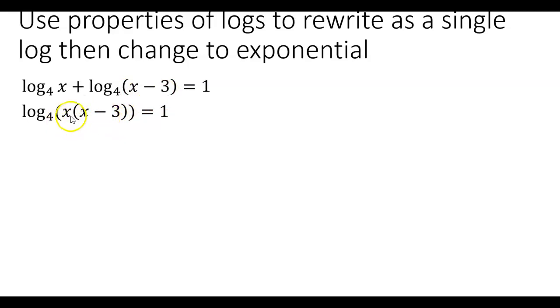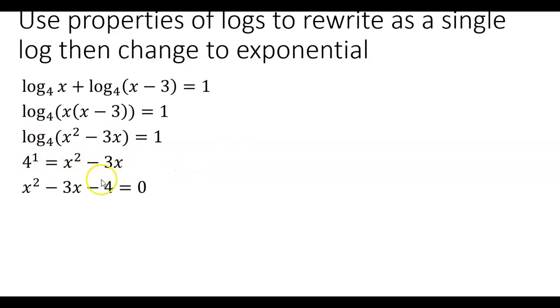Sometimes if you just write it out, you might think you just have to multiply the x by the x, but we also have to multiply that x by the minus 3. So that'll give us log base 4 of x squared minus 3x is equal to 1. Now remember, we're going to use the logarithm to exponential formula. So I'm going to take the base here, which is 4, raise that to the first power, and set it equal to the argument of x squared minus 3x. So 4 to the first power is equal to x squared minus 3x.